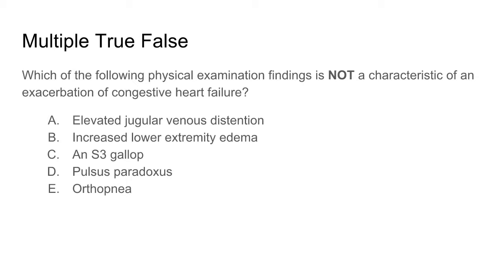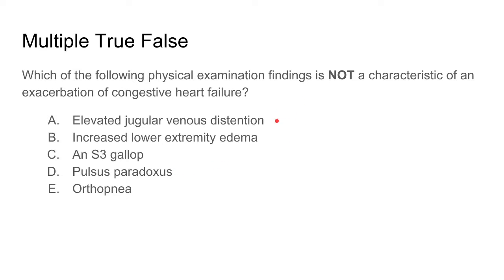Which of the following physical examination findings is not a characteristic of an exacerbation of CHF, or congestive heart failure? Elevated JVD, increased lower extremity edema, an S3 gallop, pulsus paradoxus, and orthopnea. So it says which of these are not. Every time I get one of these questions, I forget that it's a not, and then I always look for the right answer, like which one is, and then I'm confused. I think people get really confused with these. The answer on this one is pulsus paradoxus, because this is not associated with CHF.